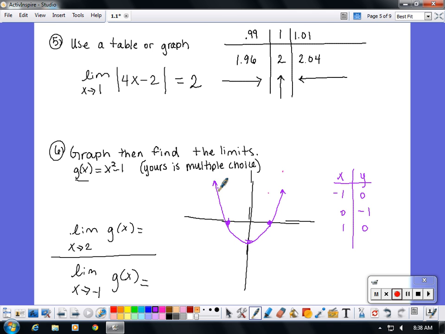And since one of our limits is at 2, let's go ahead and plug in 2. So if you plug in 2, you get 4 minus 1, which is 3. So 2, 3. So if you're looking at the limit as x approaches 2, here's x equals 2. The y coordinate when x equals 2 is 3. And if you look at the limit as x approaches negative 1, here's x equals negative 1. The y coordinate right there is 0.